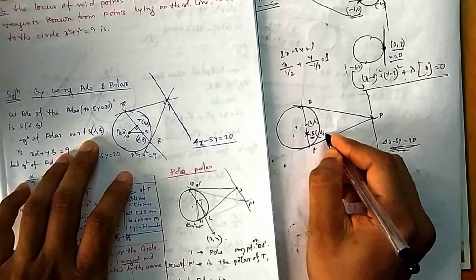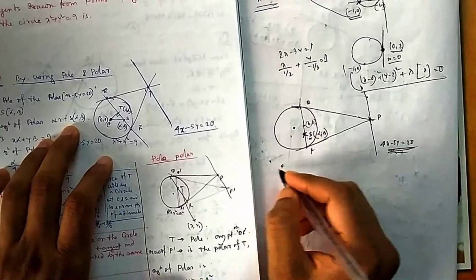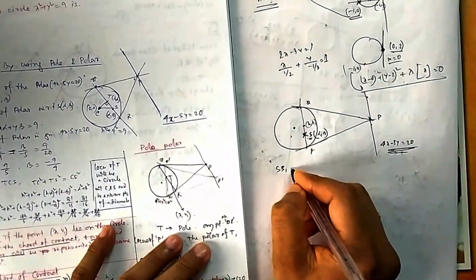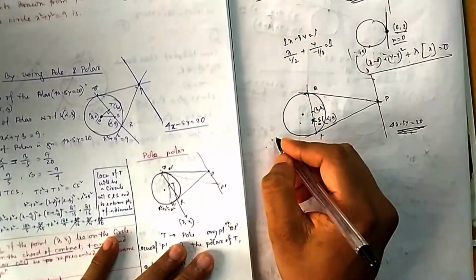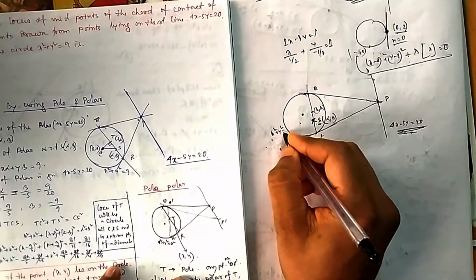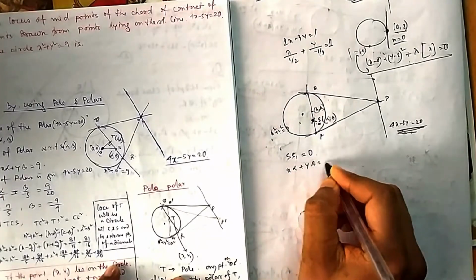Suppose this coordinate, if I take it as alpha beta. So what is the equation of the polar? If you know a pole, the equation of the polar was SS1 equal to 0. If we apply this, the equation was x square plus y square is equal to 9. So what was your SS1? So x into alpha plus y into beta is equal to 9.